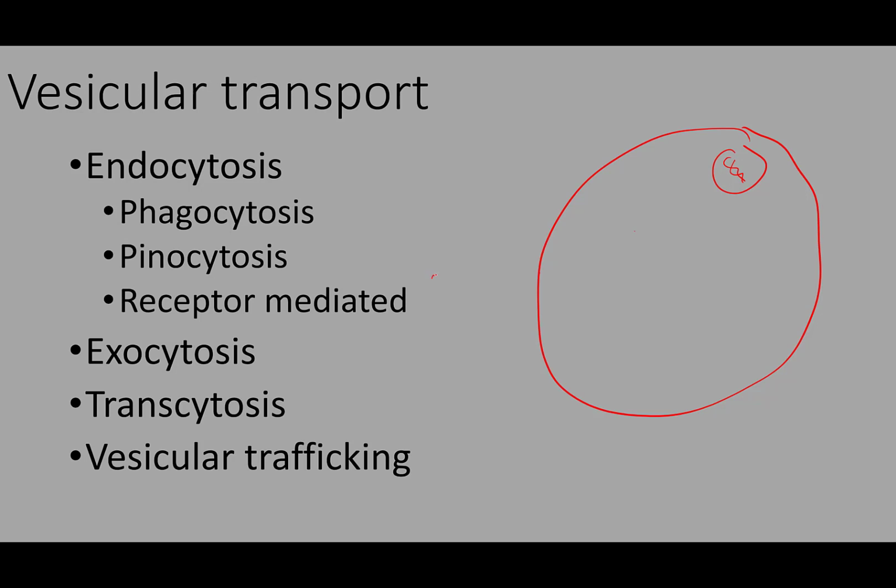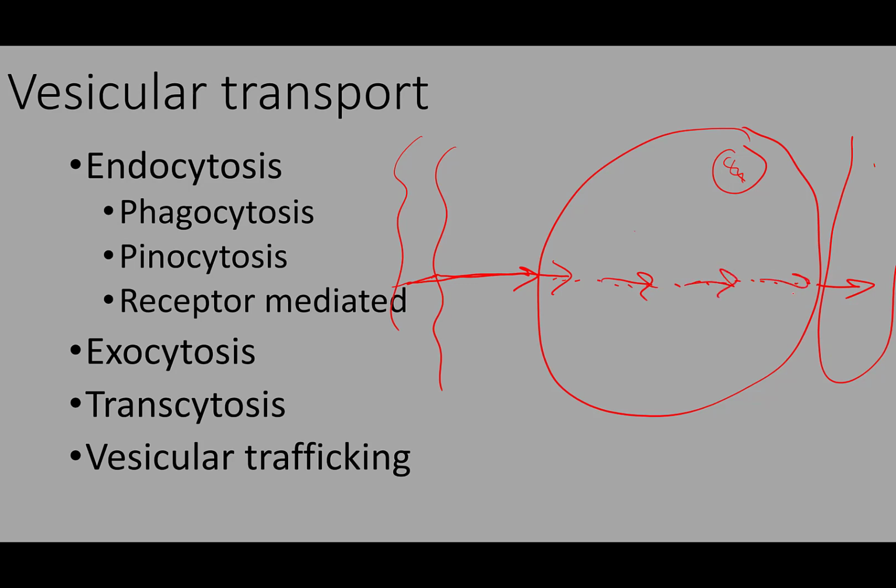Transcytosis, something enters one side of the cell, travels across, and exits the other side. Maybe there's a blood vessel over here, something in the blood vessel needs to get to a cell that's over here. Well, it has to pass through this cell to get there. Transcytosis, crossing the cell.